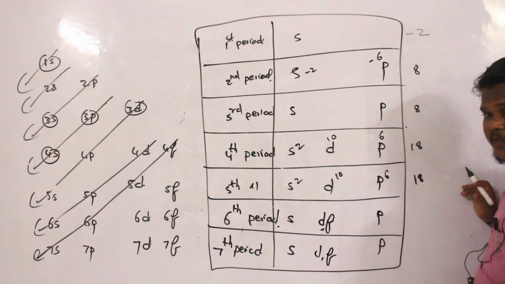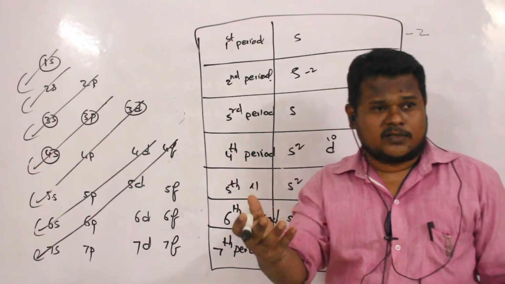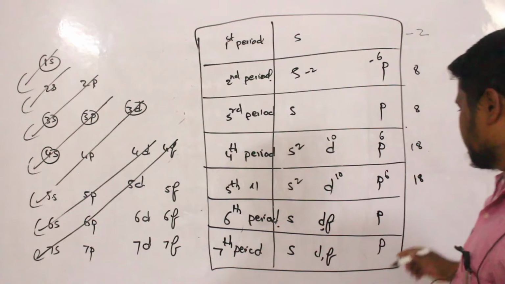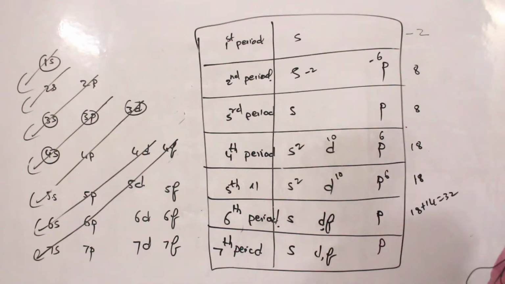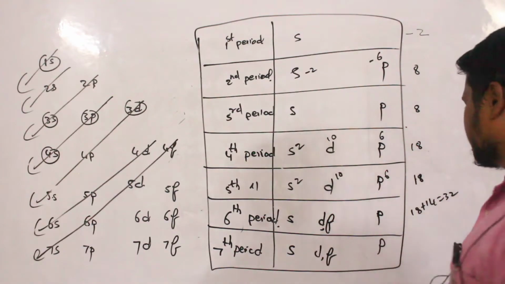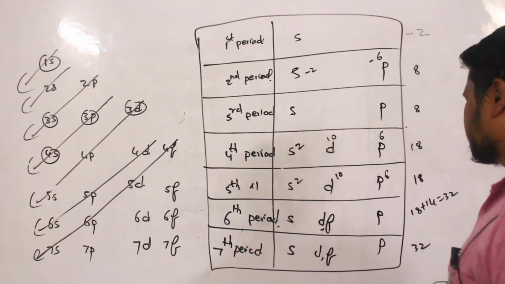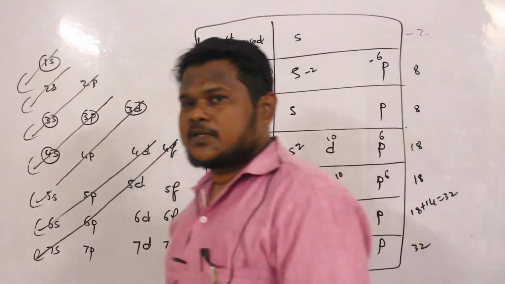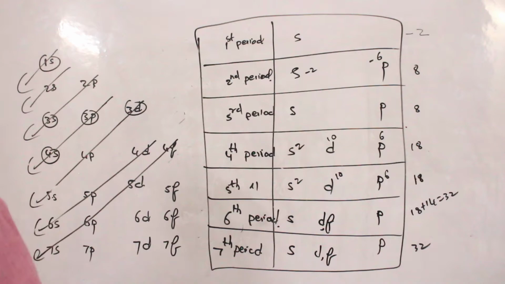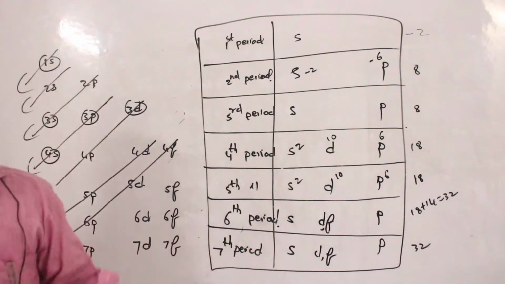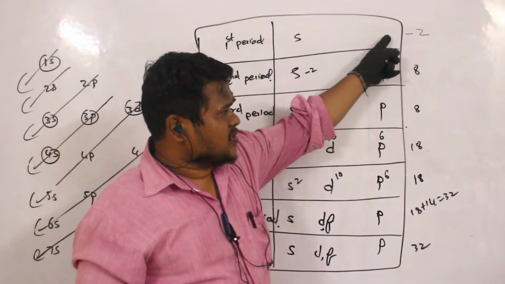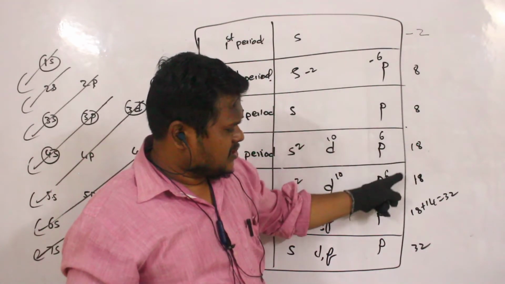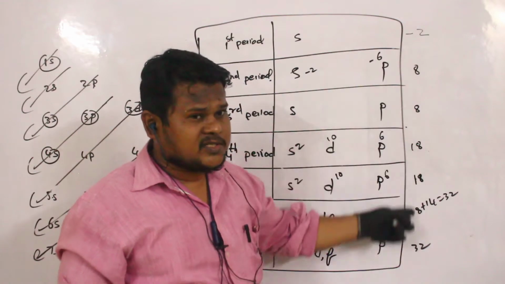F subshell has 7 orbitals, 7 twos are 14 elements. So 18 plus 14, so 32 elements can be accommodated in the 6th period. And in the 7th period also we can accommodate 32 elements. So these are the number of elements present in the modern periodic table according to each period. And these numbers 2, 8, 8, 18, 18, 32, 32 are called magic numbers.